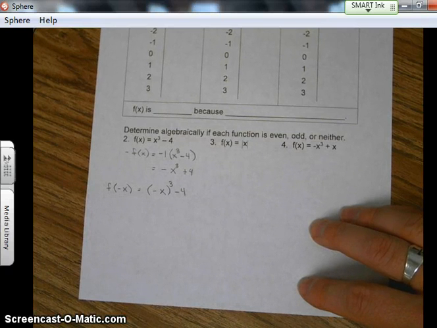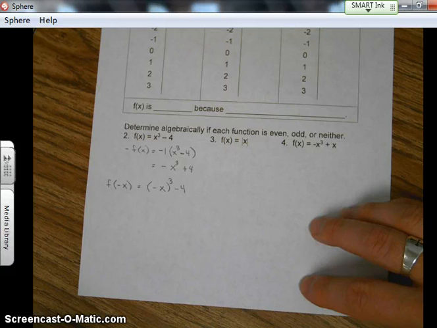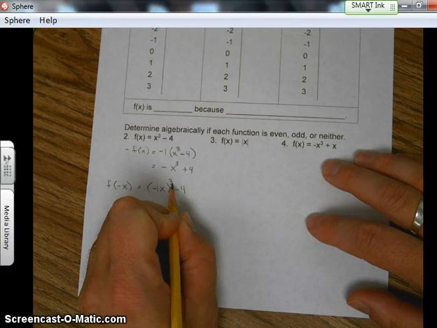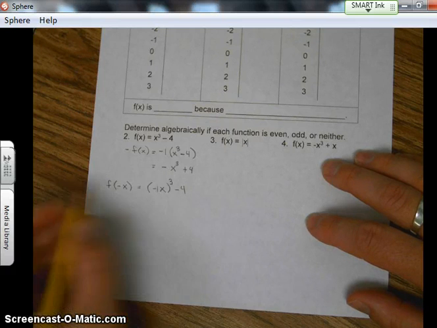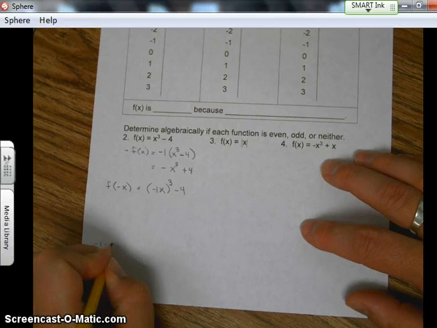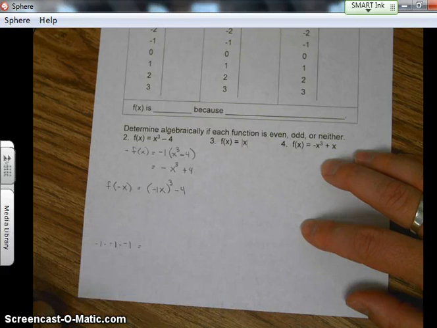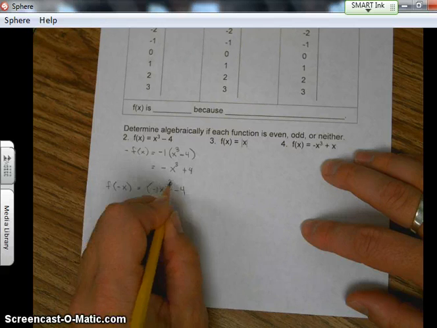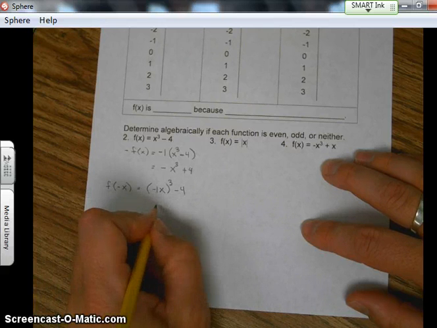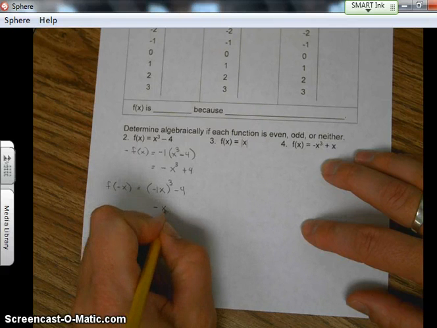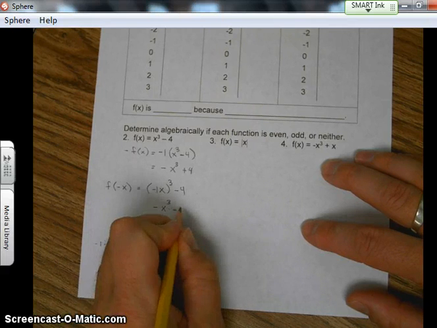Now we need to simplify. And so what we have here is a negative 1 raised to the third power. Well, negative 1 raised to the third power is negative 1 times negative 1 times negative 1, and that's going to equal negative 1. So negative 1 to the third power is negative 1. And then x to the third power is x cubed minus 4.